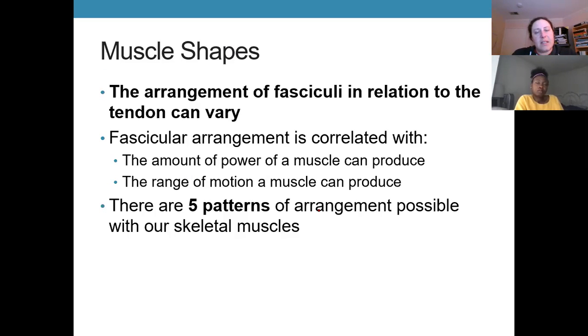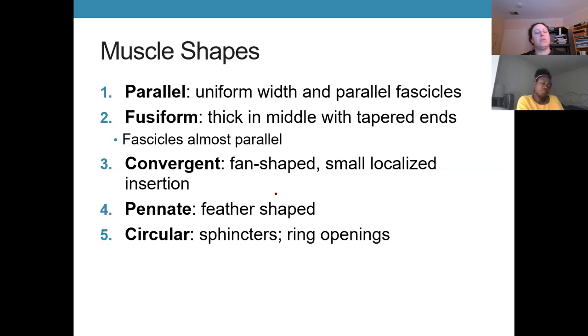The other big thing in this section is the muscle shapes based on the arrangement of fascicles. So remember that fascicles are groups of muscle fibers within a muscle organ. And the way that these fascicles are arranged, along with the tendons that attach the muscle to the bone, determines the shape of the muscle. So we actually have 5 different possible shapes that we can have our muscles in based on this relationship. So there's parallel, fusiform, convergent, pennate, and circular.